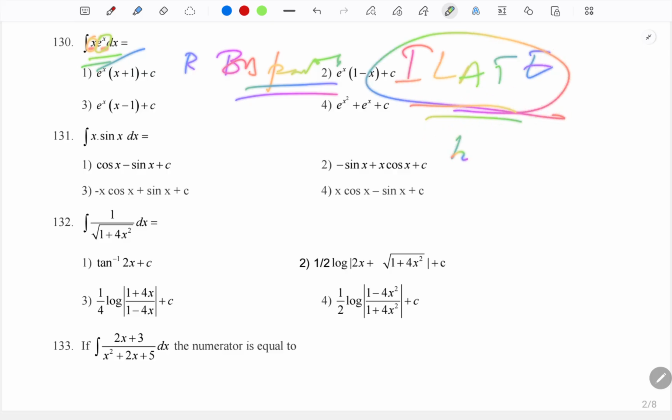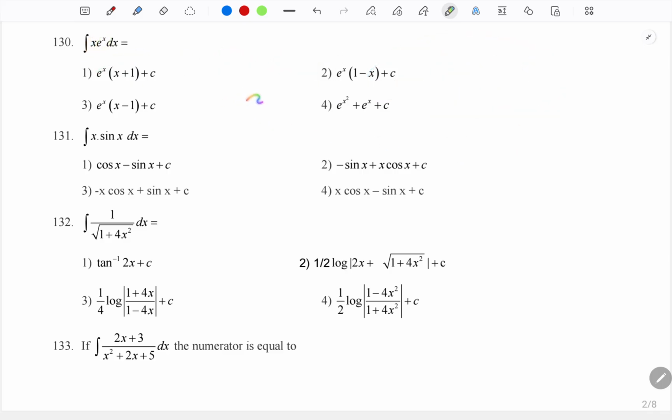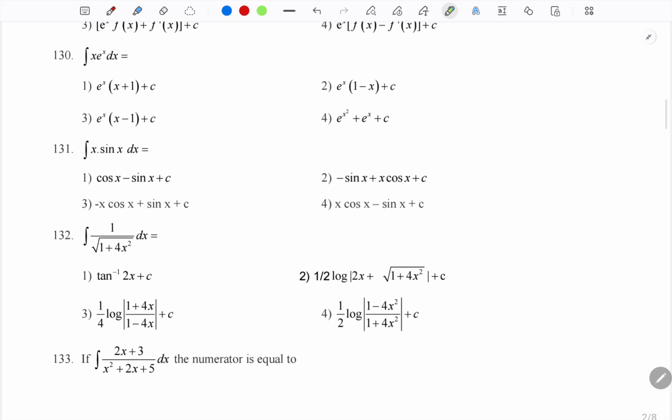It will take only 30 seconds. But whenever you get this type of question, you should go by a very quick manner. I will explain the simplest method now.